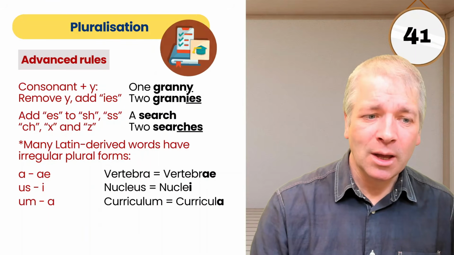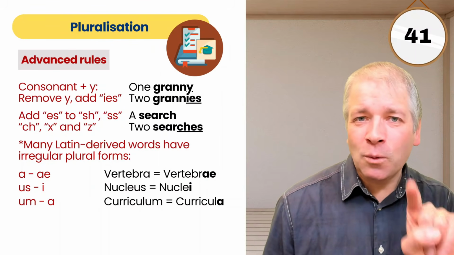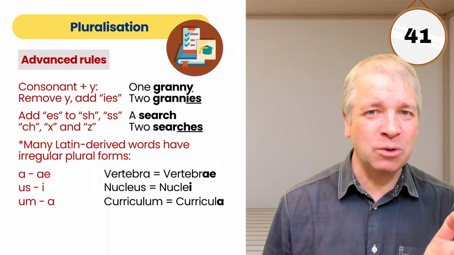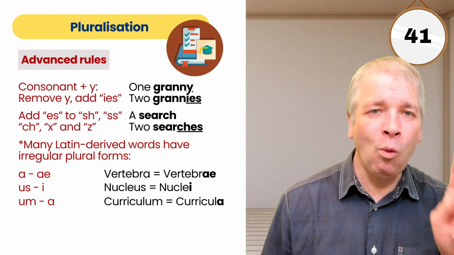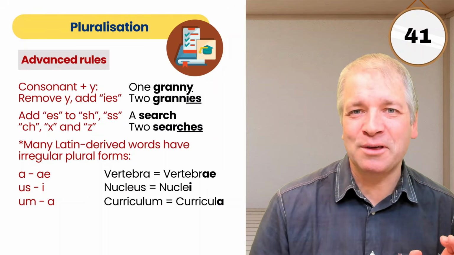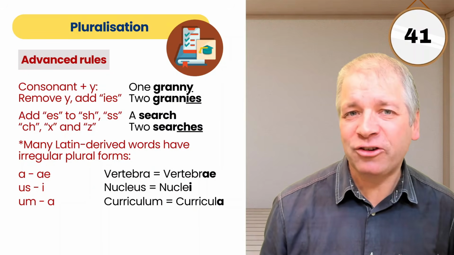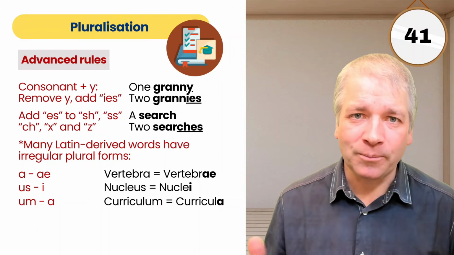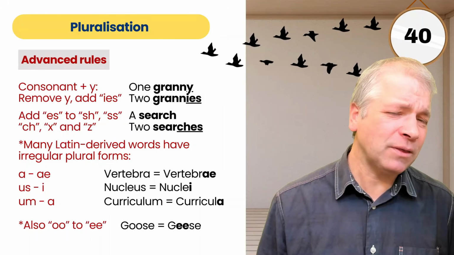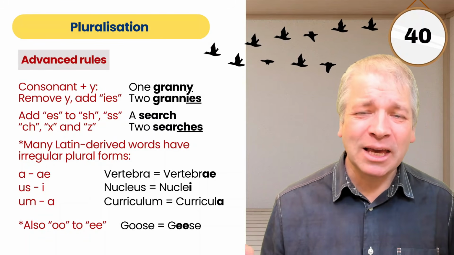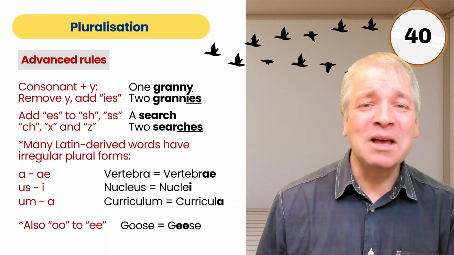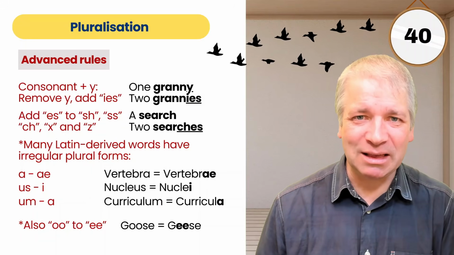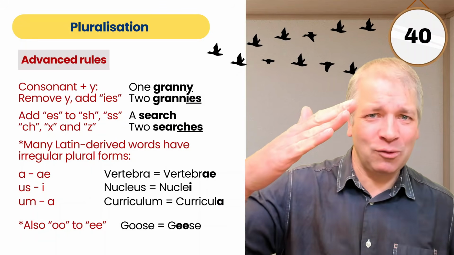Nucleus, nuclei. Um becomes a. Now, there's a few words where this is more common, particularly in education. Curriculum is still used a lot in English. That's one set of instructions or one plan for how an education program will work. But if we have more than one, we'll go to curricula. And then something that doesn't come from Latin is a particular rule. When we have double O, some words change to double E in the plural. So goose becomes geese.